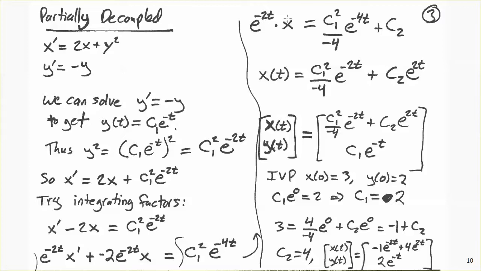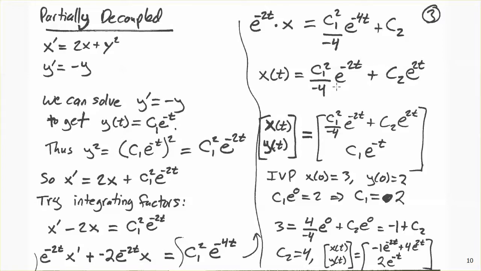All right, so now I want x by itself, but it's multiplied by this integrating factor, e to the minus 2t. So I'm going to multiply both sides of the equation by e to the 2t, which will cancel this. When I multiply this by e to the 2t, I get c2 e to the 2t. And when I multiply e to the minus 4t times e to the 2t, I get e to the minus 2t.